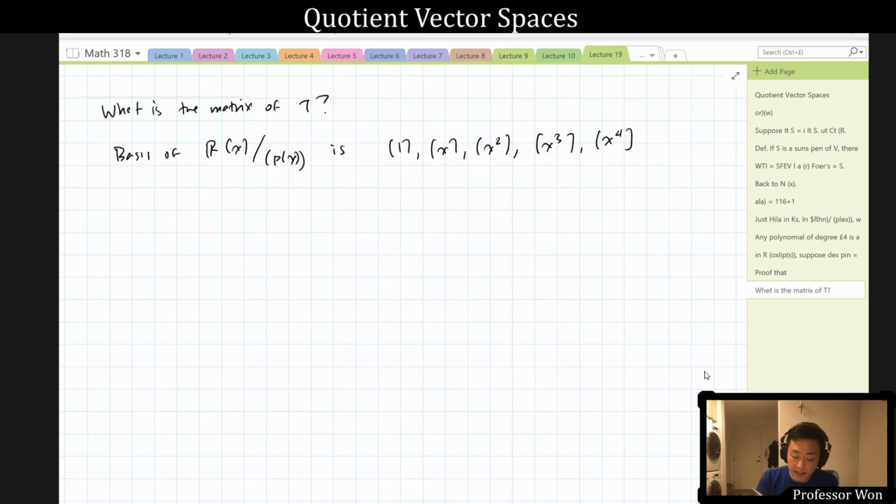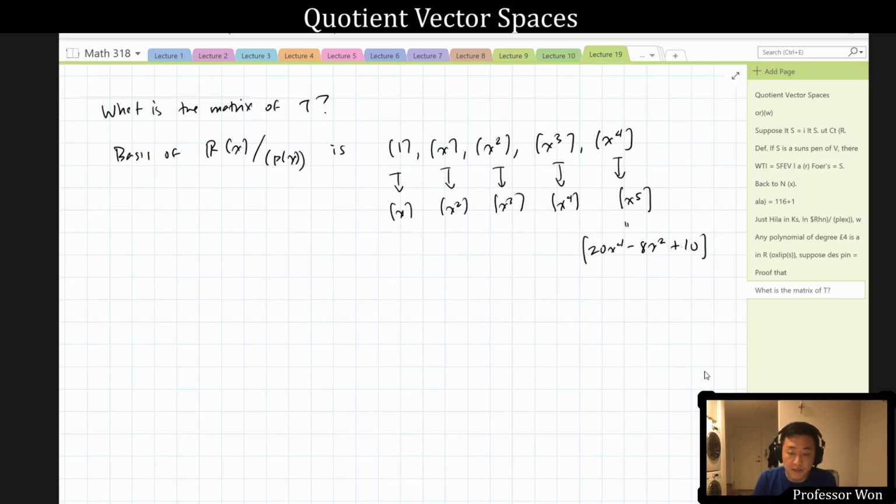Now, what does T do to these things? T sends 1 to x, sends x to x squared, sends x squared to x cubed, sends x cubed to x to the 4th, and it sends x to the 4th to x to the 5th. But I need to know how to write x to the 5th in terms of this basis. But x to the 5th is just, I need my polynomial p again, 20x to the 4th minus 8x squared plus 10. Because that's the remainder when you divide x to the 5th by p of x.